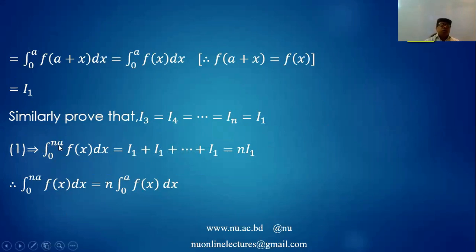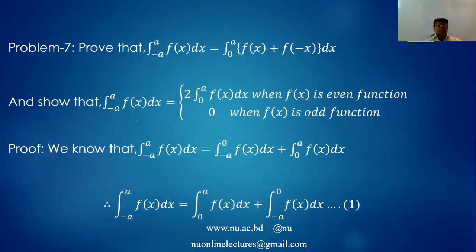Finally, we found from number 1, integration 0 to na of f of x dx equal to I1. So it will be n I1. So you can write down finally integration 0 to na f of x dx equal to n into integration 0 to a f of x dx. My students, this is the way to prove these types of problem.